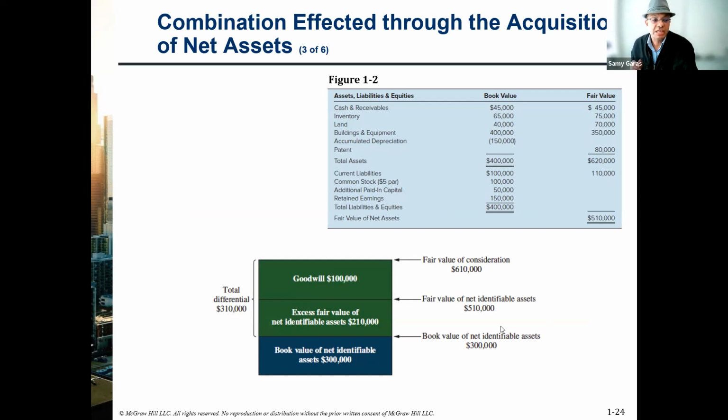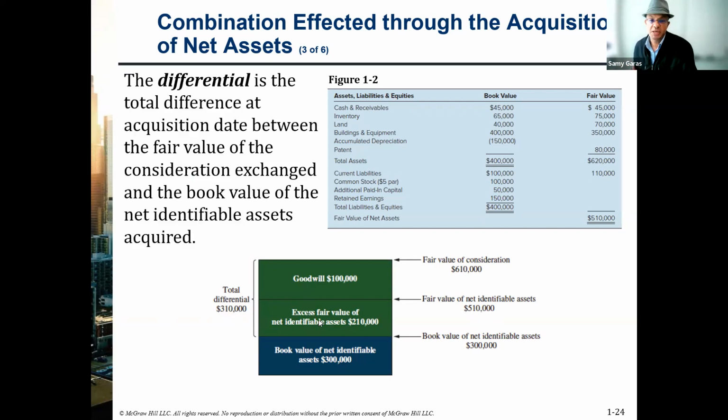But what about the difference between 510, which is the fair value of net identifiable asset, and the book value, 300? This one is the excess of the fair market value. If I add the excess of 210 plus goodwill 100, this we call the differential. So the differential of 310 is the total of goodwill and the excess of fair market value.